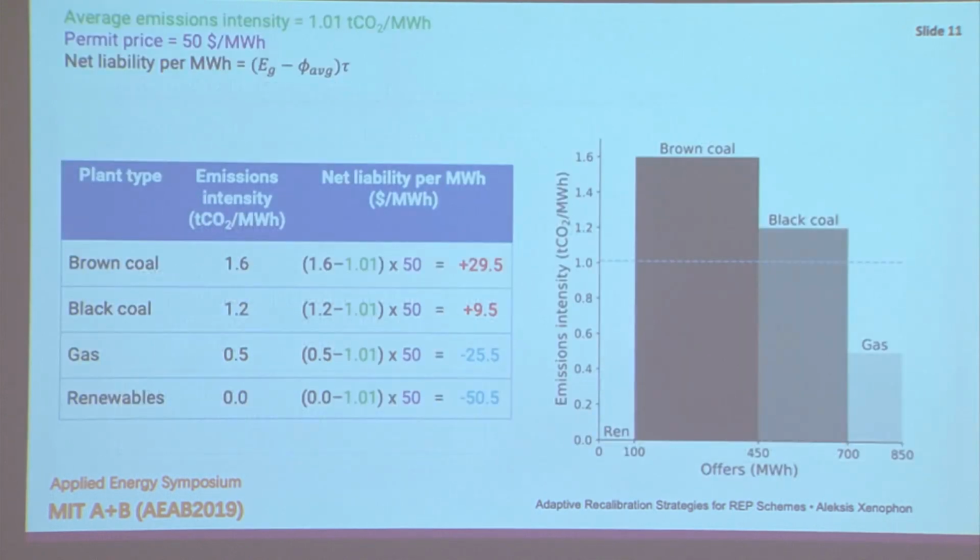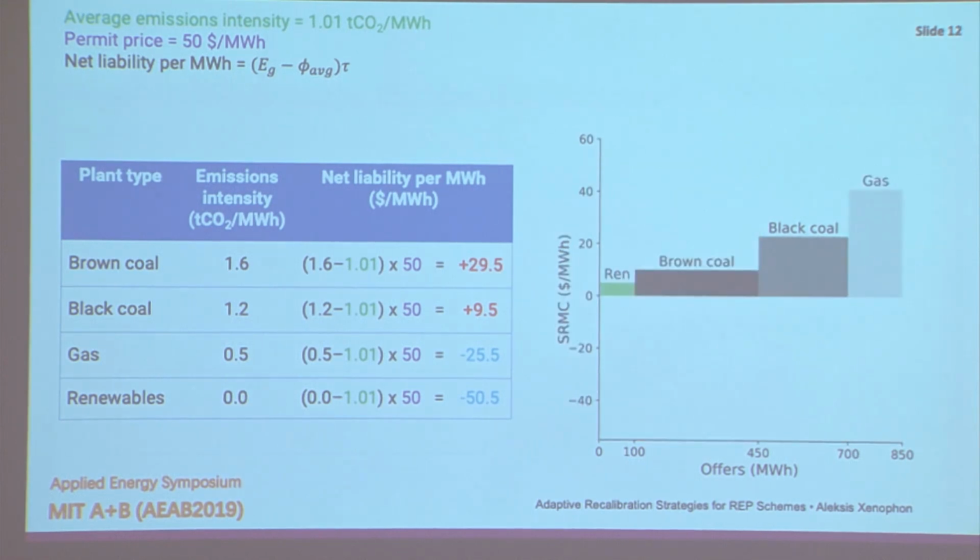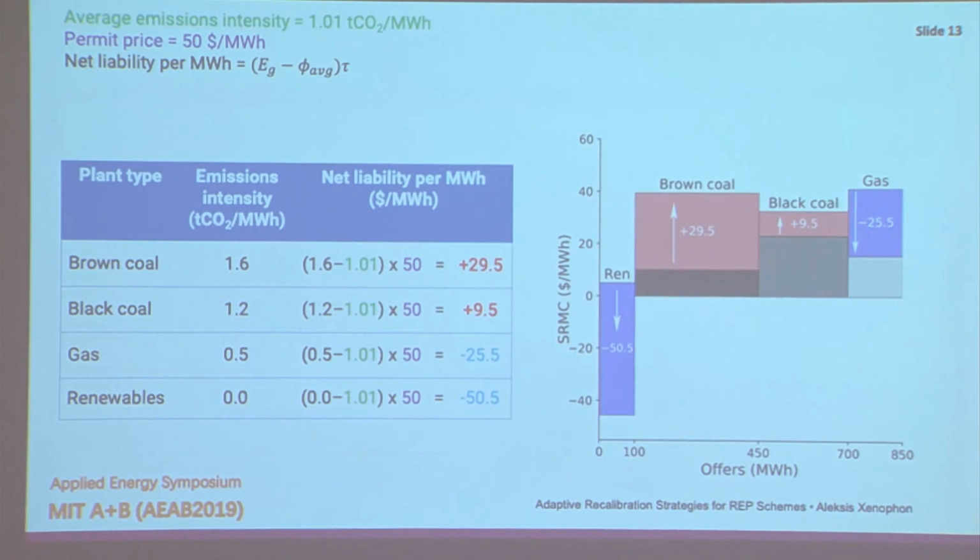Okay, so how does this fit in with our previous example? Well, if we assume the average emissions intensity of the system is 1.01 tons of CO2 per megawatt hour, and the permit price is the same as the carbon tax before, then we can compute these net penalties and credits. And if we visualize this, we can see that brown coal, because it has an emissions intensity which is above average, is going to be paying a penalty for every megawatt hour it produces, whereas gas and renewables, because they're below this benchmark, they're going to be receiving a credit. They're rewarded for generating. So then we can construct a new merit order of generation from this.